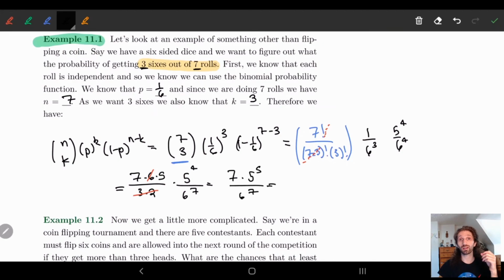At this point, you plug into a calculator because I don't expect you to be able to do this in your head. And we get roughly 7.8%. So you have a roughly 8% chance that you'll roll 3 6s out of 7 rolls. Not too bad.